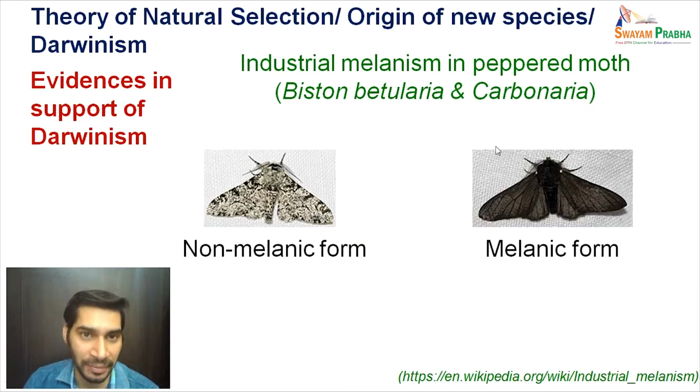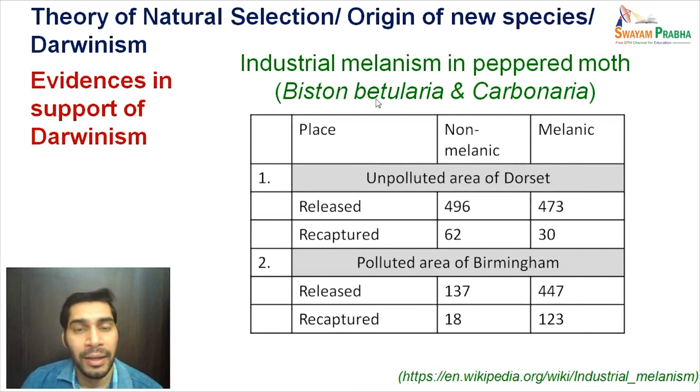Now, what they did is, during industrialization in Britain, he selected two areas. One is the Dorset, which was the unpolluted area. That means there was no industrial revolution. There was no deposition of soot on the tree. Another area was Birmingham, which was polluted because it was industrially revolutionized. What they did is, they released 496 non-melanic form and 473 melanic form in this unpolluted area. They released them after tagging them.